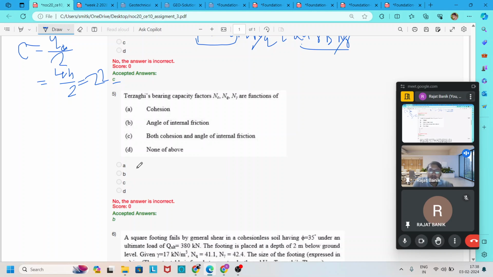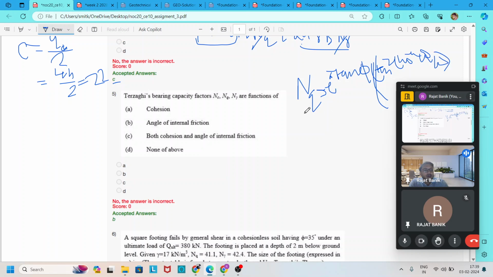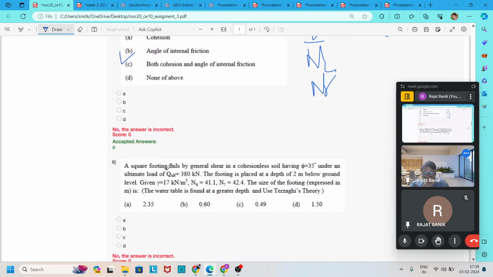So we know that it is a function of the angle of internal friction only, because we know that Nq is equal to e to the power pi tan phi into tan square (45 degrees plus phi by 2). If you know the Nq, you can find out Nc and also N gamma. So it only depends on the angle of internal friction, that is phi. So our correct option is angle of internal friction, that is option B.